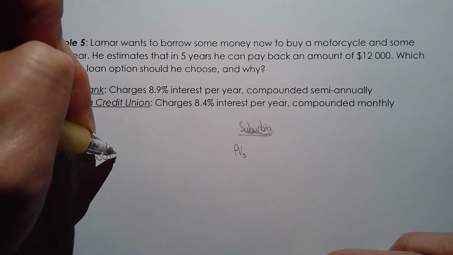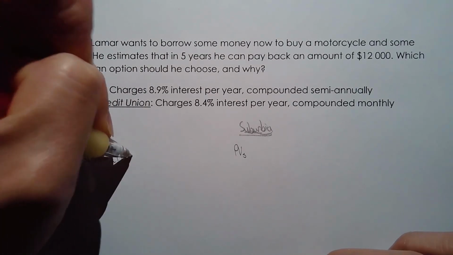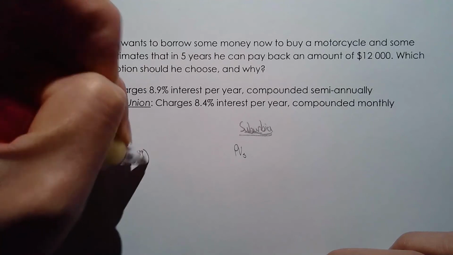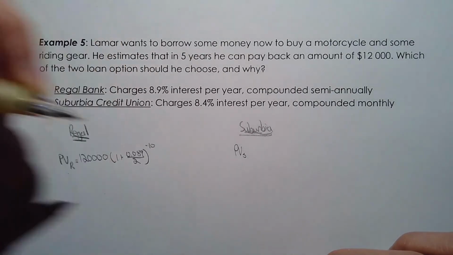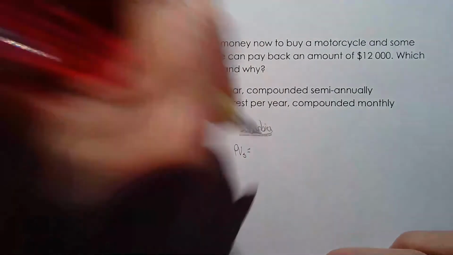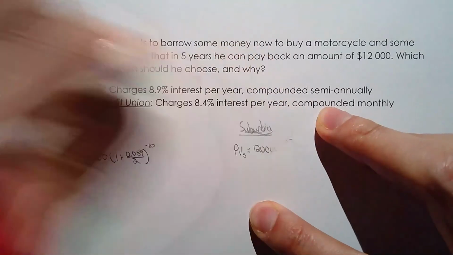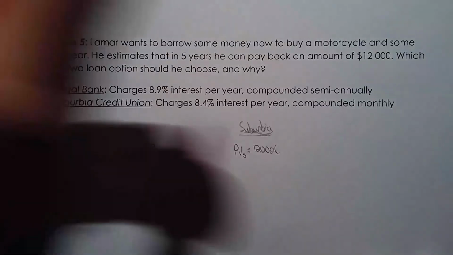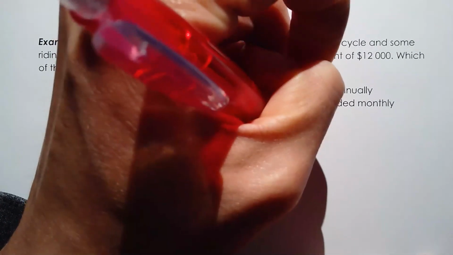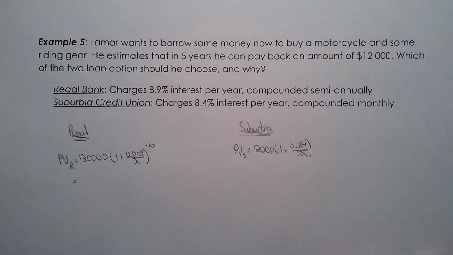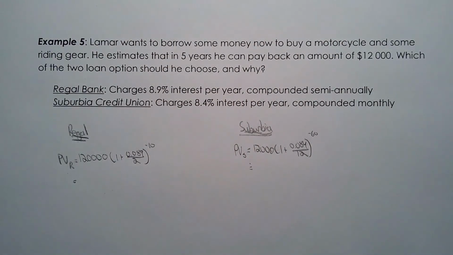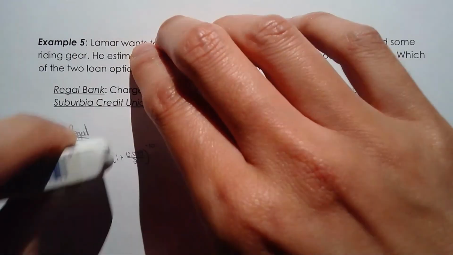In the future. So Regal is 1 plus 0.089 compounded semi-annually. So looking at 2 times a year for 5 years. For Suburbia, you're going to have to pay back $12,000 in the future. Oops, not $120,000, $12,000. $12,000, and the interest rate is 8.4% compounded monthly. So 12 times a year for 5 years. That's 60 compounding periods. I wrote 120,000 2 times. Oh my goodness.